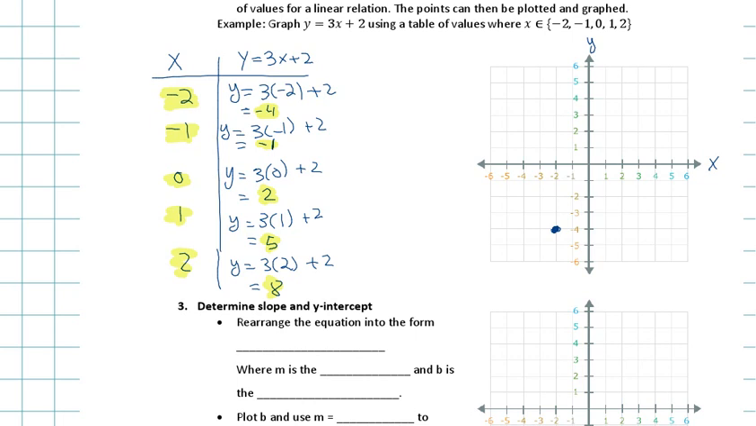(-1, -1), so it's -1 and -1. (0, 2). (1, 5). I'm not going to be able to place my last point because it's 8 and 8 is way up there, and it's okay. How many points do I need to graph a line? 2. I have 4 here, more than enough, right?